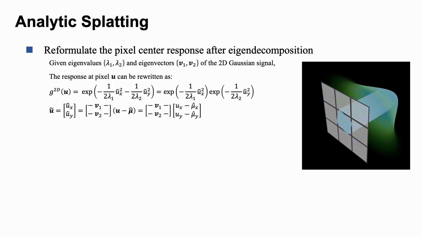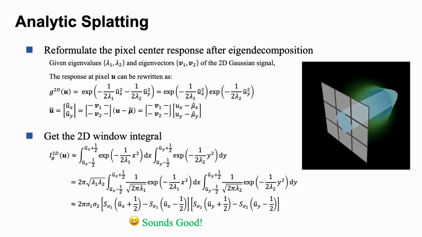Now, we reformulate the expression. After eigendecomposition, we get the eigenvalues and eigenvectors of a 2D Gaussian signal. For a single point, like the pixel center, the response can be decomposed into the product of two 1D Gaussian signals. Further considering the 2D window integral, the integral can also be decomposed into the product of two 1D Gaussian window integrals. Finally, we approximate each 1D Gaussian window integral using the conditioned logistic function and get the 2D window integral results.